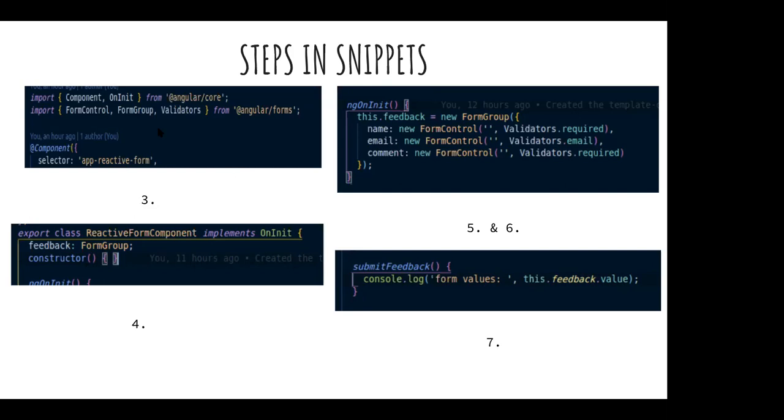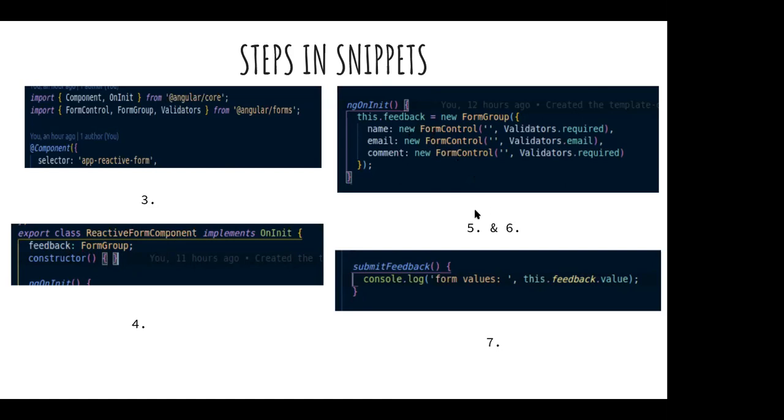Now, after the imports, the number 4 screen shows where you are assigning the feedback to the type of form group. The next part is that you want to create the form. This is where you are initializing the form. It's very important.